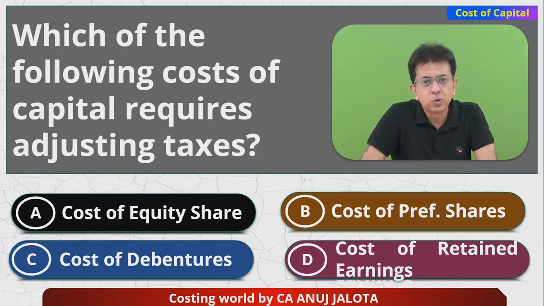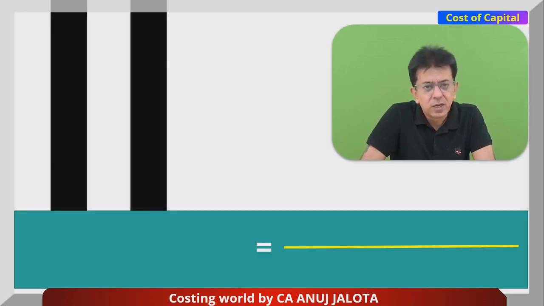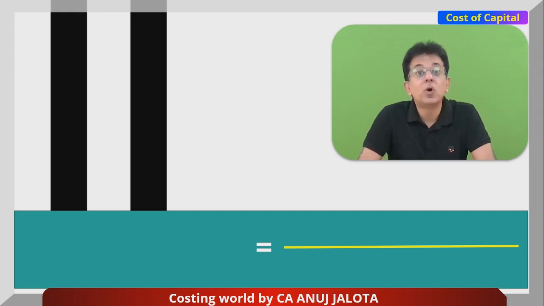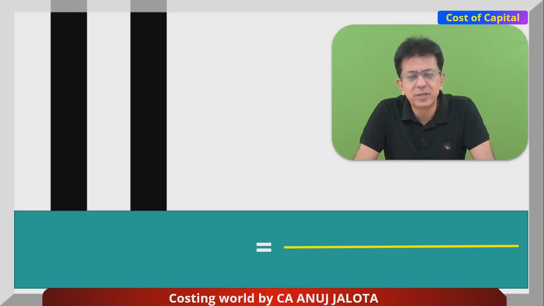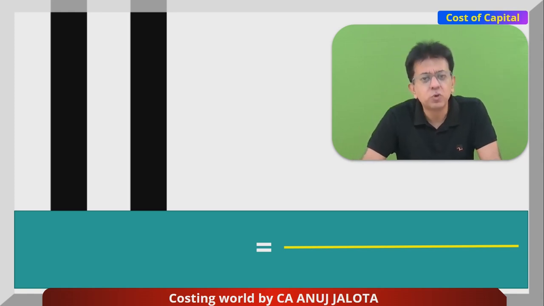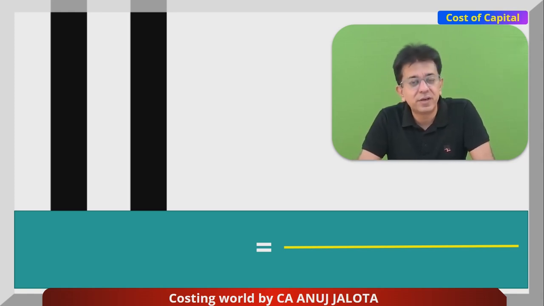Now, your time is over. You would have commented below. Let's continue with the explanation. Now see, KE that you all calculate, that was the first option, right? If you issue equity shares, what do you have to pay? Dividend. If you issue preference shares also, what do you pay?